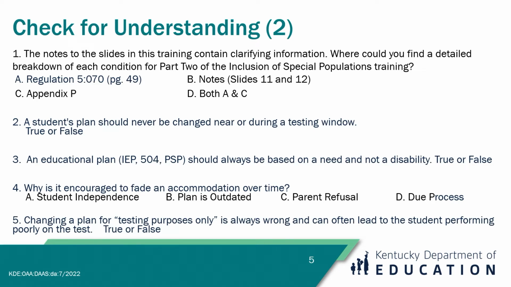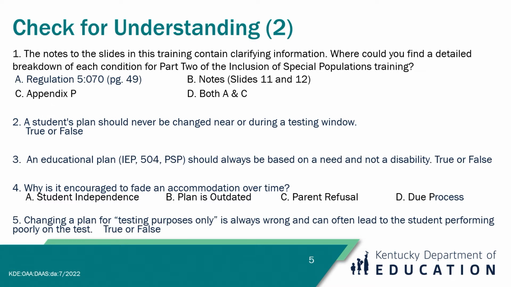Is it A, Regulation 5:070, page 49? Is it B, notes on slides 11 and 12? Is it C, Appendix P? Or is it D, both A and C? The answer to this question is B, the notes on slides 11 and 12.